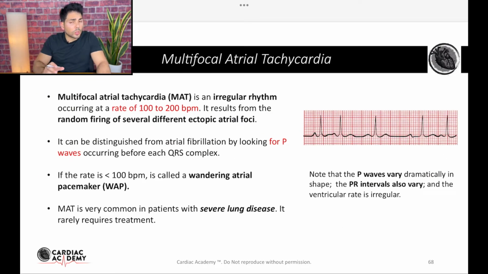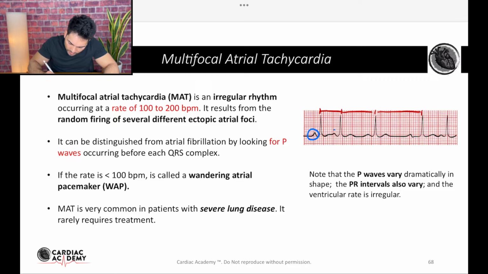Okay, so the next arrhythmia that we're gonna discuss is called a MAT, multifocal atrial tachycardia. And just like A.Fib, this is also gonna have an irregular pattern, like we can see here. The distance between QRS and QRS varies. However, in this case, instead of seeing fibrillation waves, we're actually gonna see P waves, okay? We can see them here.